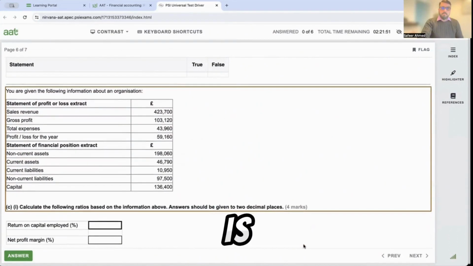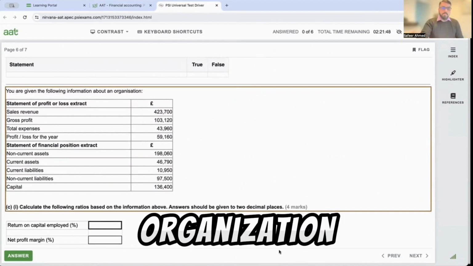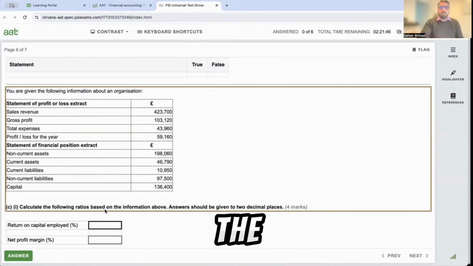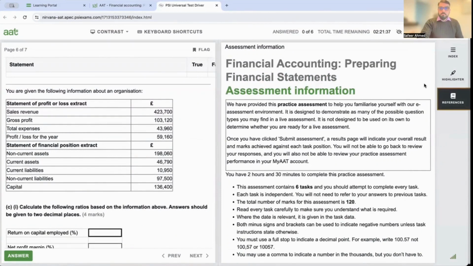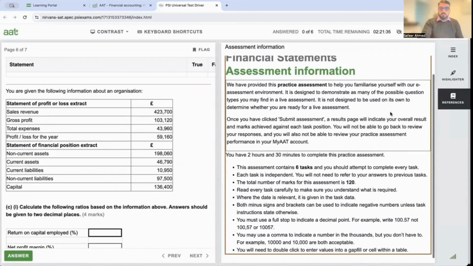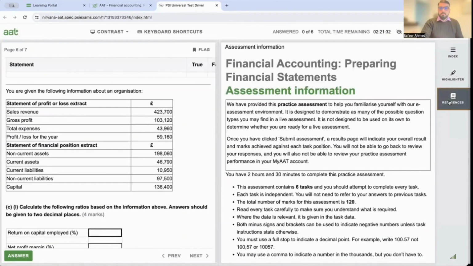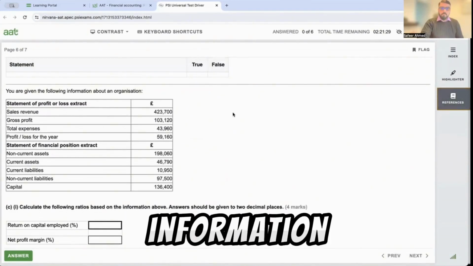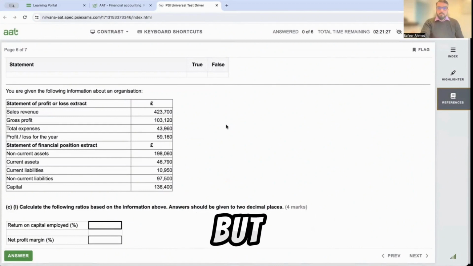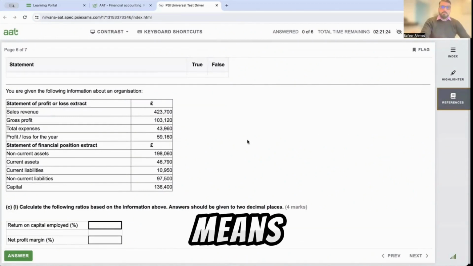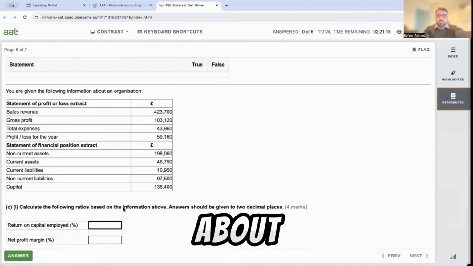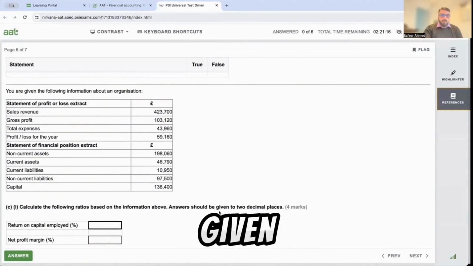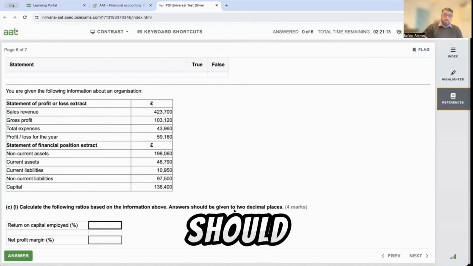Now, you're given the following information about an organization, and all we have to do is calculate the following ratios based on the information above. Answer should be given to 2 decimal places. I was just checking if this information is given as a reference material, but I cannot see it there. So which means that we will have to use this information. Okay, calculate the following ratios based on the information above, and answer should be given to 2 decimal places, so we will be doing that.